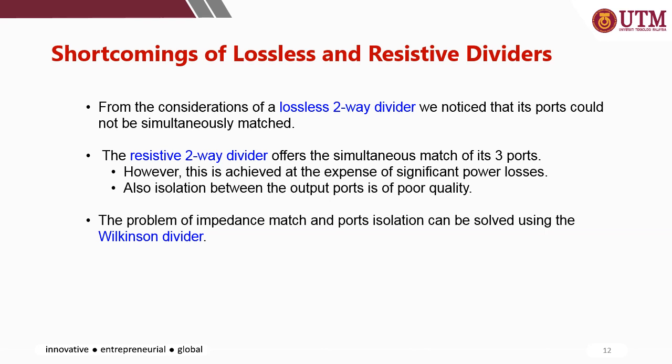Alright, so we have seen the shortcomings or disadvantages of the T-junction and also the resistive power divider. For the lossless two-way divider, the T-junction cannot be matched simultaneously. If you use the resistive power divider, it can provide good matching for all ports. However, it provides poor isolation and also significant power loss within the transmission line itself. Therefore, to improve further, an improved version of the power divider was introduced, known as the Wilkinson power divider. Okay, so I'll discuss this in the next lecture.